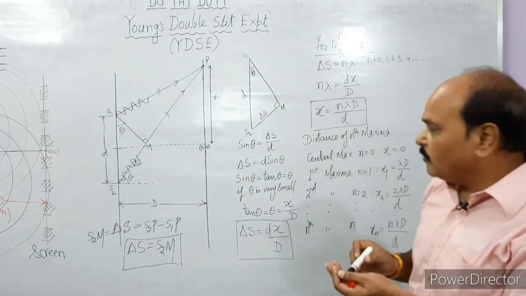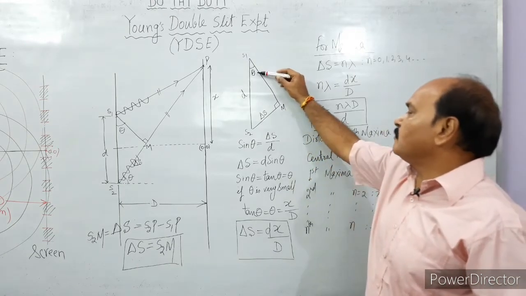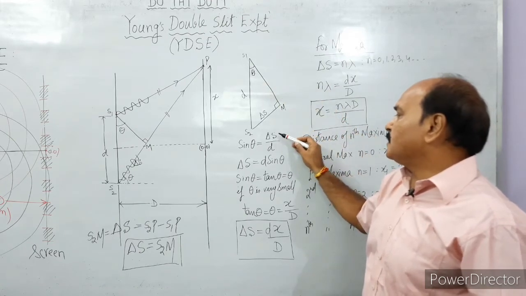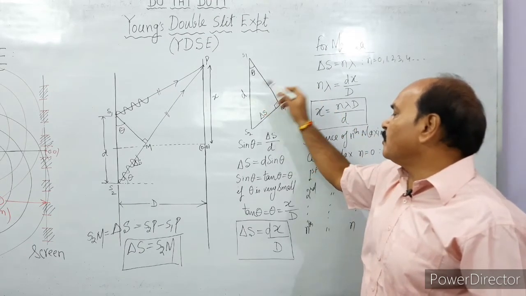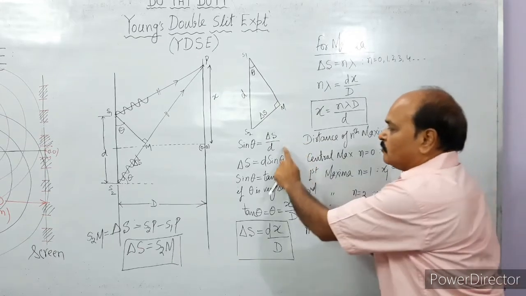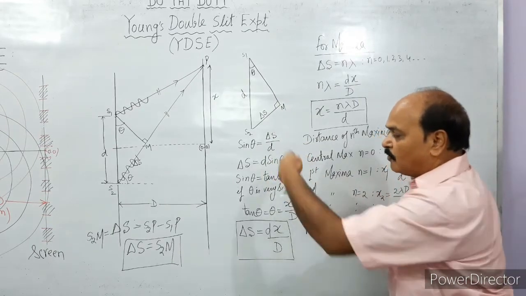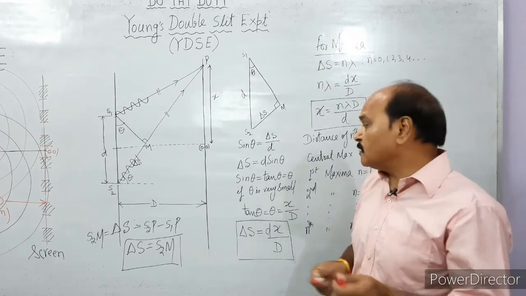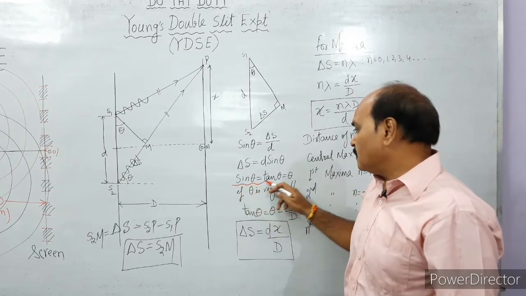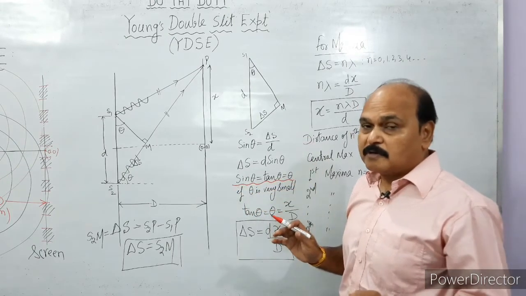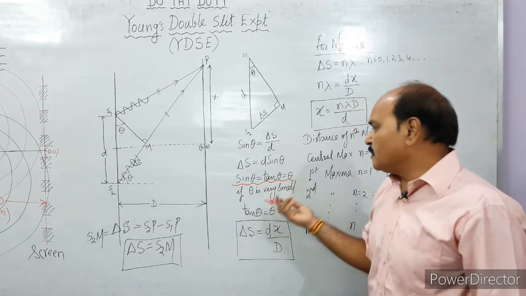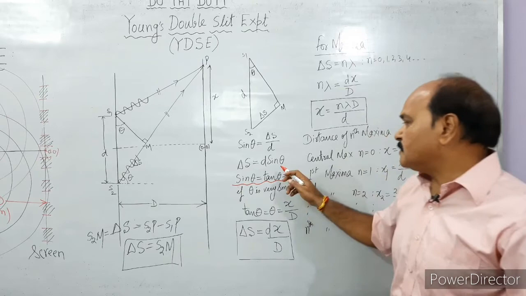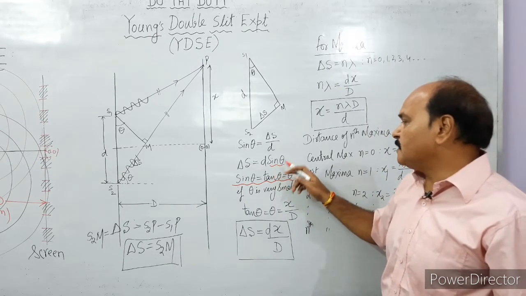Now, who cannot find out the value of sine theta? Sine theta from this triangle would be perpendicular upon hypotenuse. Perpendicular is delta S and hypotenuse is small d. That means delta S is equal to d sine theta. And we all know that sine theta is equal to tan theta is equal to theta if theta is very small. If theta is very small, then sine theta, tan theta or theta all are equal to each other. Therefore, this sine theta can be written as tan theta or theta.